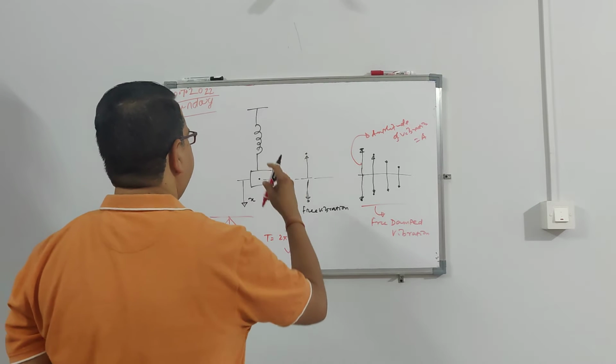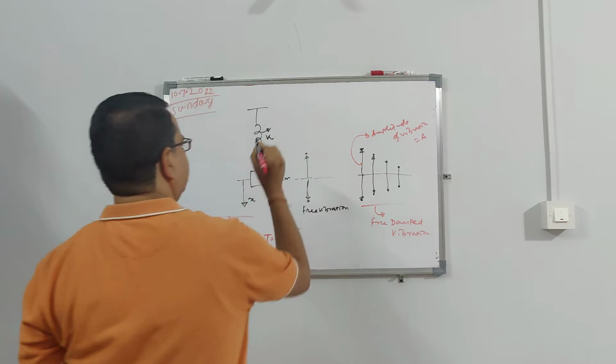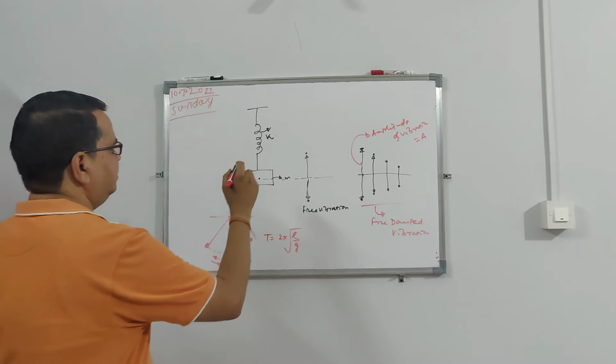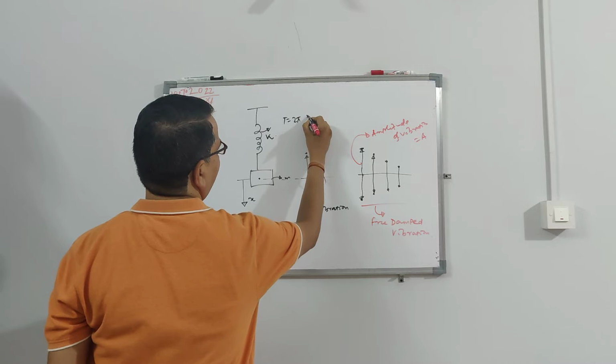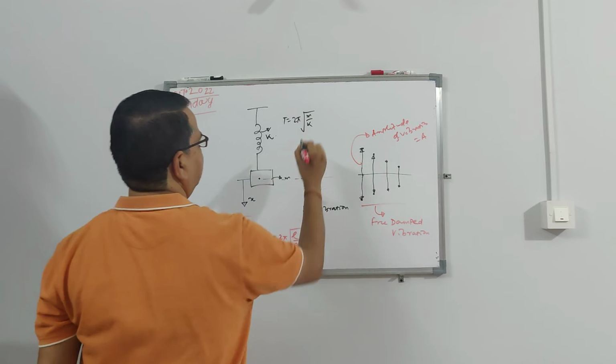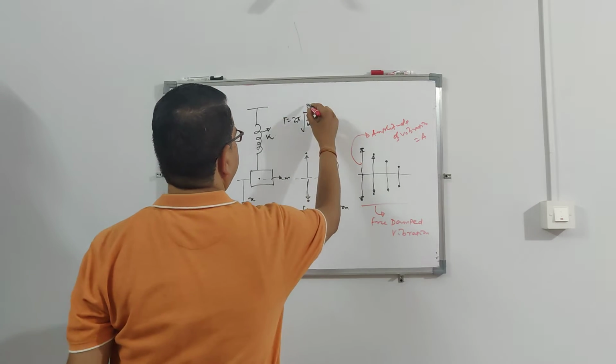Similarly, in this case, this is the stiffness of the spring. If this is the stiffness of the spring, the time period of the spring mass system is T is equal to 2 pi square root of m by k. So these things I have to remember.